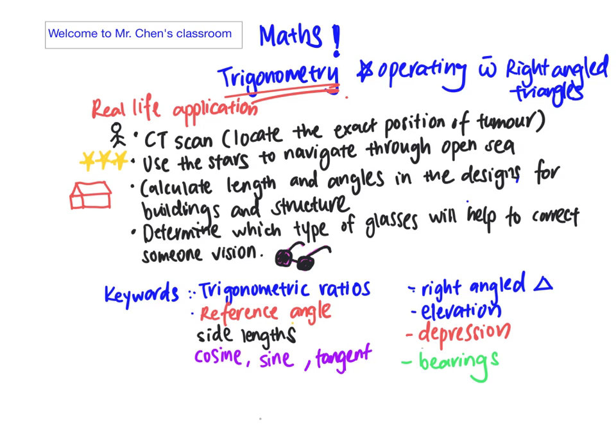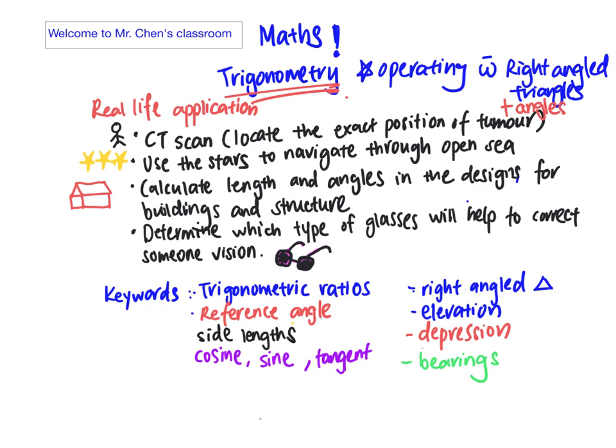So today in math we will be going to talk about trigonometry. So it is our new topic. You have just finished Pythagoras theorem, which gives you some basic knowledge into trigonometry. Trigonometry is pretty much operating with right angle triangles plus angles. You will be using angles as well.